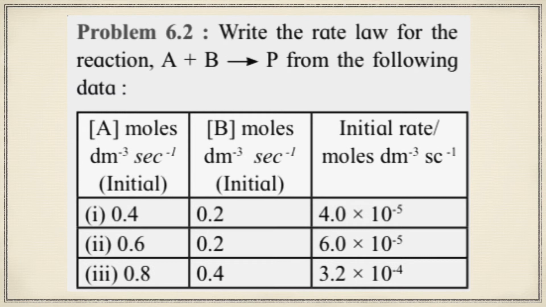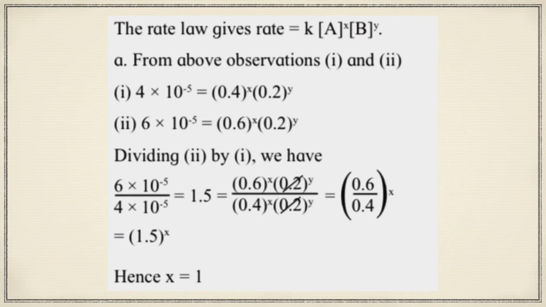So we just have to find out what X and Y are. What is X and Y? The order of the reaction in terms of concentration of A and in terms of concentration of B. That is how we are going to work out this problem. So the rate law is given by rate is equal to K into concentration of A raised to X into concentration of B raised to Y.